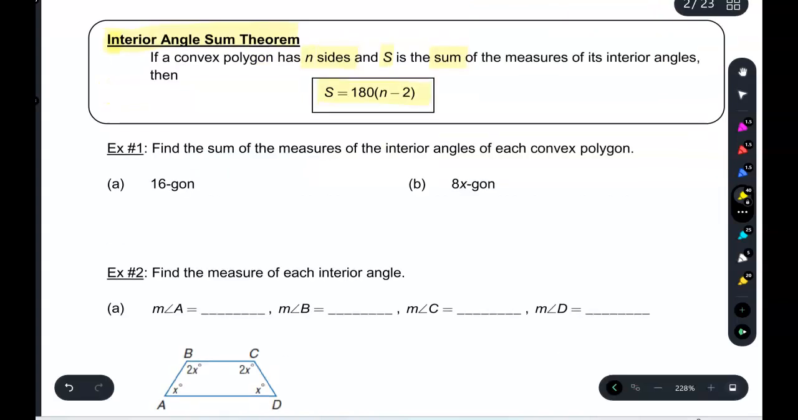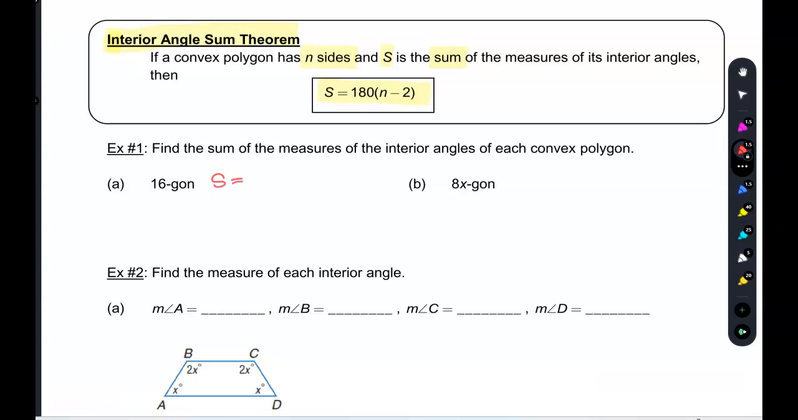All right, so find the sum of the measures of the interior angles of each convex polygon. So the sum is going to be what? 14 times 180. Yeah, this one I want you to multiply it out. So that's why I said you'll want to have your calculator. I'm going to grab mine. Well, make sure you charge it.